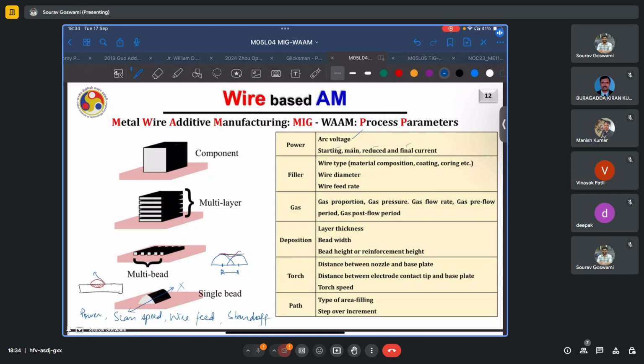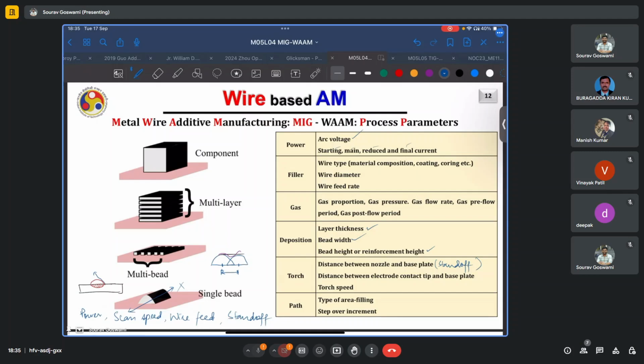The deposition parameters itself in terms of the layer thickness, the bead width, the bead height, the distance of the torch, distance between nozzle and bed plate, also called the standoff distance, the distance between electrode contact tip and base plate, because as we will see in the case of TIG or plasma welding, it's not always the case that the electrode is, say, revealed outside, and in some cases it may also be concealed inside the hollow nozzle, and it may be the plasma which is actually interacting with the substrate, and the speed at which the torch is moving.